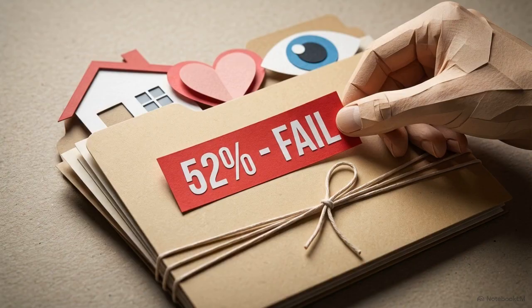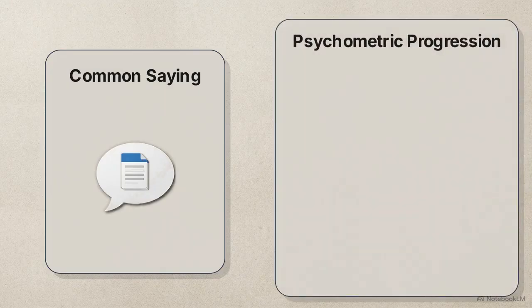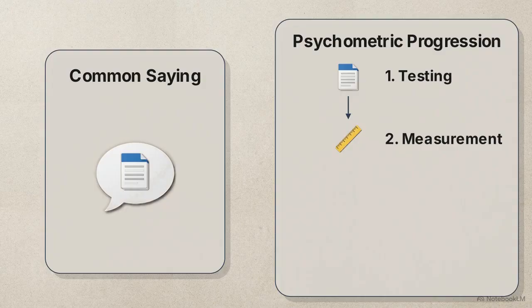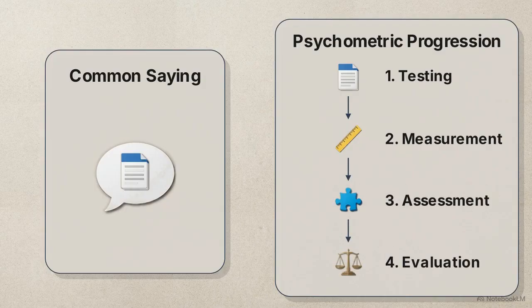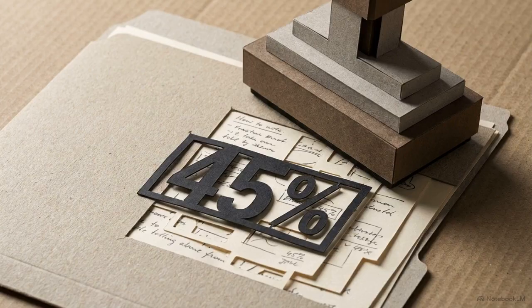If a raw test score is mistaken for a final evaluation, you end up labeling a student based on a single, incomplete sample of behavior. We might say, "I'm assessing students with a test." But look at the actual psychometric progression. We are executing a four-step process. You administer a test, you measure the results, you assess the context, and finally, you make an evaluation. Skipping straight from a raw score to a judgment removes the human element. It turns a simple percentage into a permanent record that may ignore the student's actual circumstances.